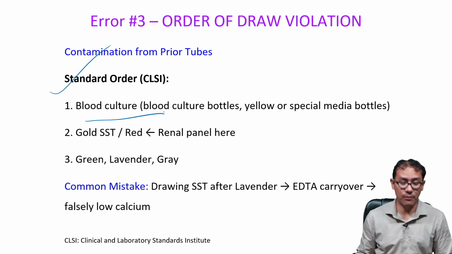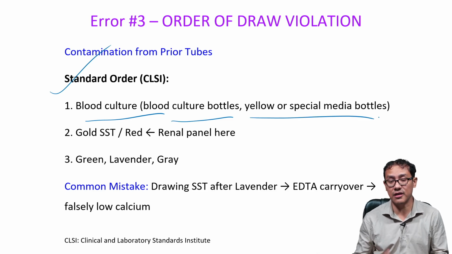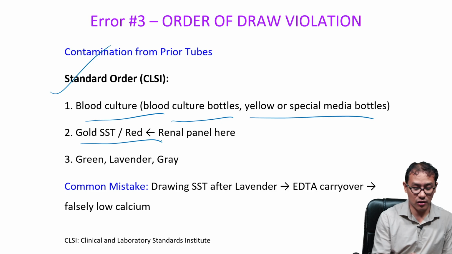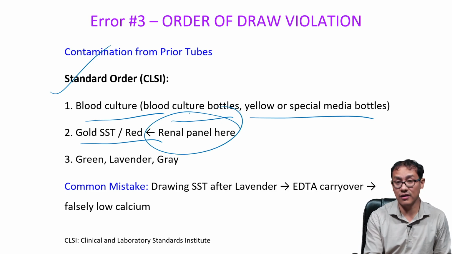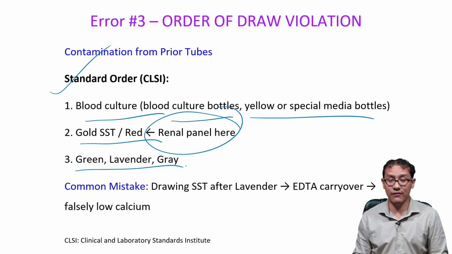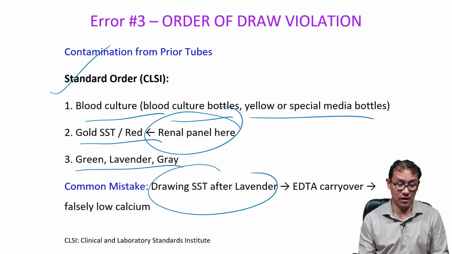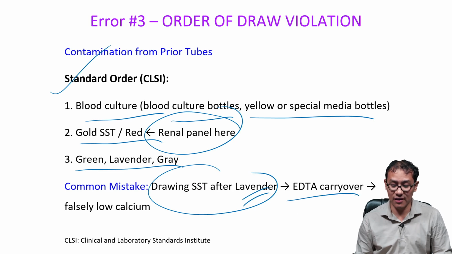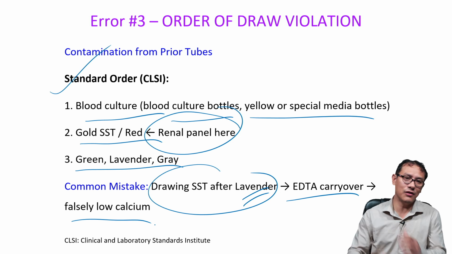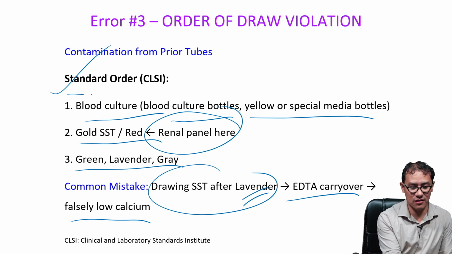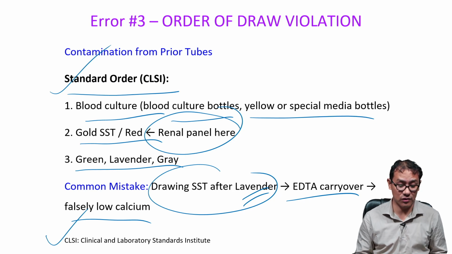First, for the blood culture, a separate blood culture bottle, yellow or special media bottles, is generally used. Then you can draw blood using the gold SST or the red vial, which are important for the renal tests. Then you can use the green, lavender and the gray. Why? Because if you draw SST after the lavender, then EDTA carryover may happen, which may falsely decrease the calcium. So we generally follow this protocol, and this standard order was given by what is known as the Clinical and Laboratory Standards Institute, that is CLSI.